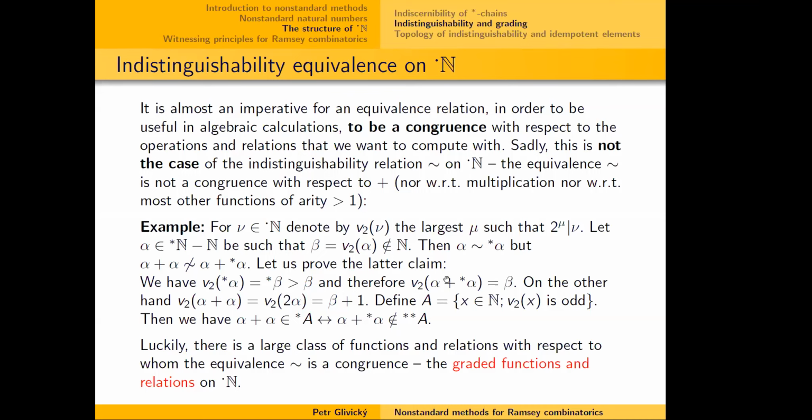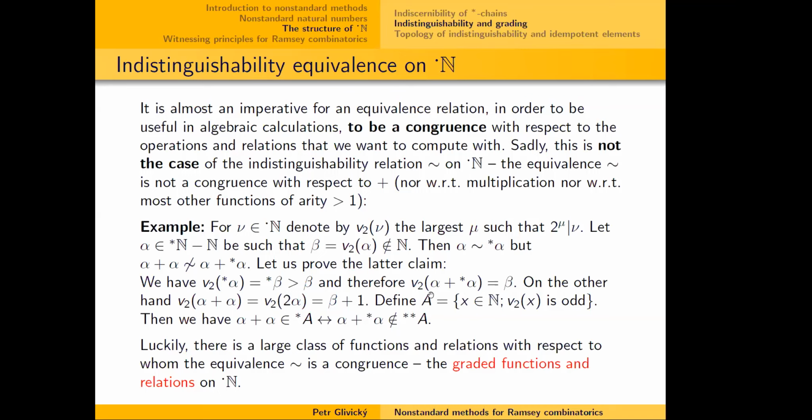And therefore, when we compute the valuation of the sum, alpha plus star of alpha, it's actually equal to beta, because the valuation of alpha is beta and the valuation of star of alpha is larger than beta, which means that the valuation of the sum is the lower of the two, which is beta. And on the other side of the non-equivalence, the valuation of alpha plus alpha is the valuation of 2 alpha. And because the valuation of alpha is beta, the valuation of 2 alpha is beta plus 1. So we see that the valuations are different, and not only different, but also of different parity. One of them is odd, the other is even, because they differ by 1.